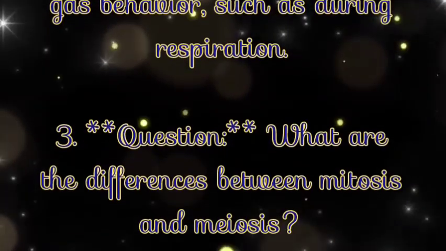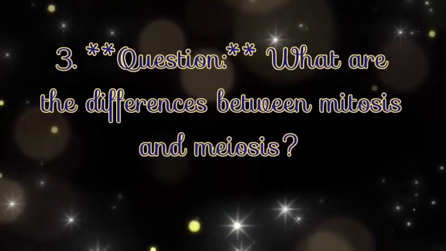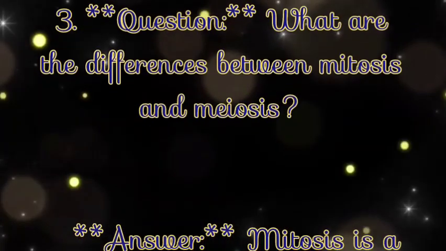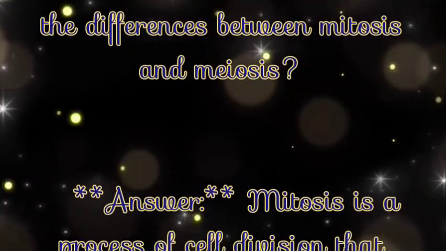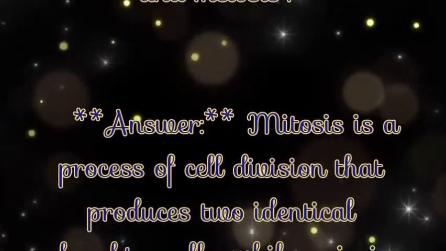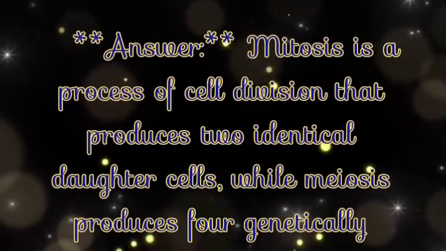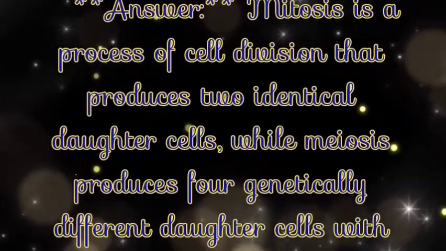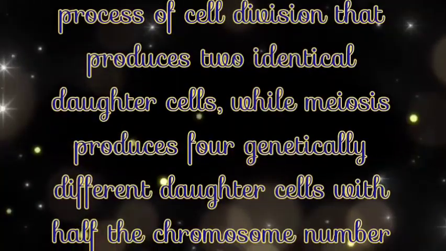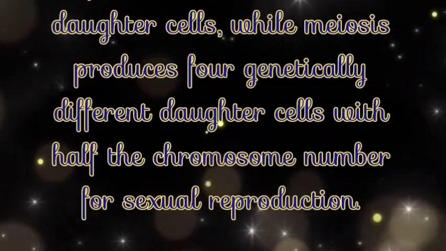Question number 3. What are the differences between mitosis and meiosis? The correct answer is mitosis is a process of cell division that produces two identical daughter cells, while meiosis produces four genetically different daughter cells with half the chromosome number for sexual reproduction.